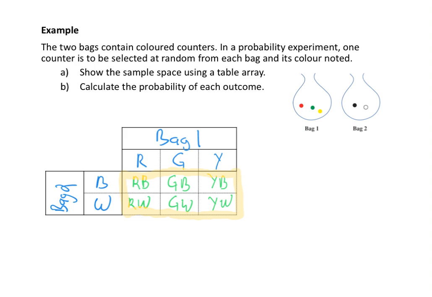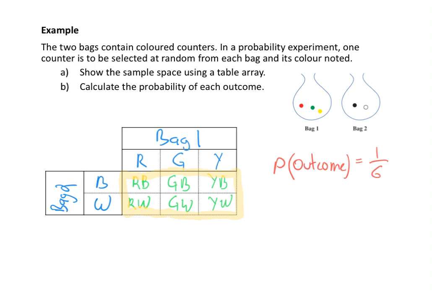Now to calculate the probability of each outcome, I need to use the number of outcomes in the sample space. So I've got 6 possible outcomes, and each outcome has an equal chance of occurring. So my probability of each outcome is going to be equal to 1 out of 6.